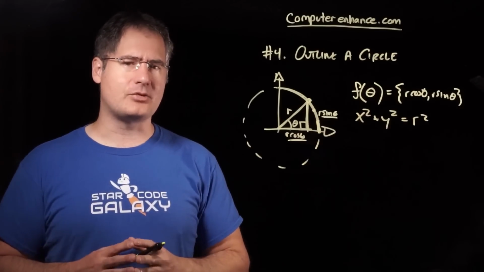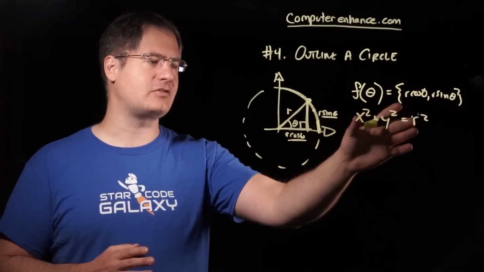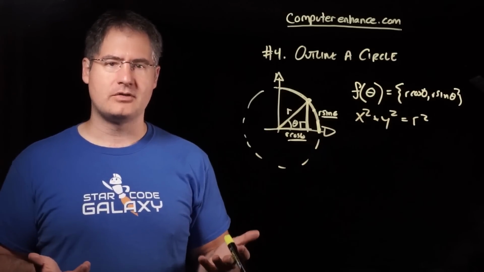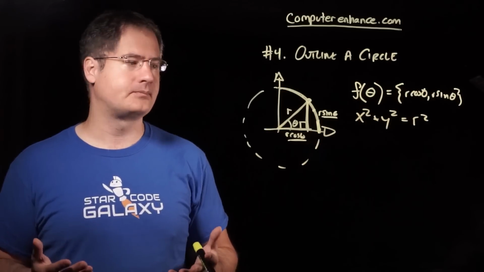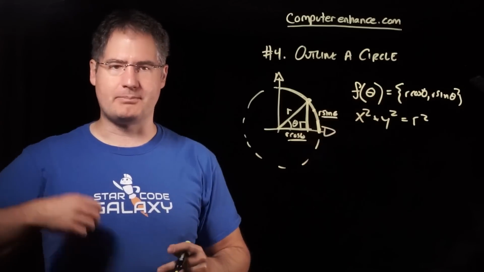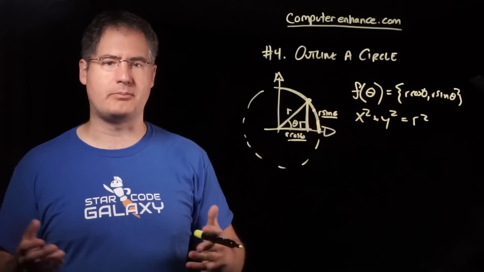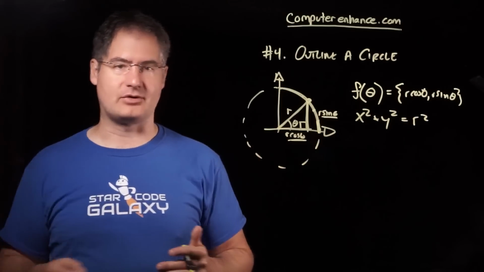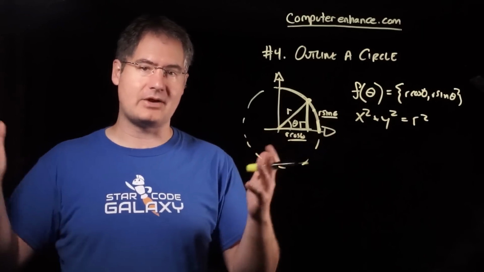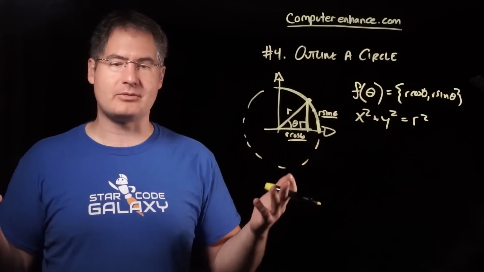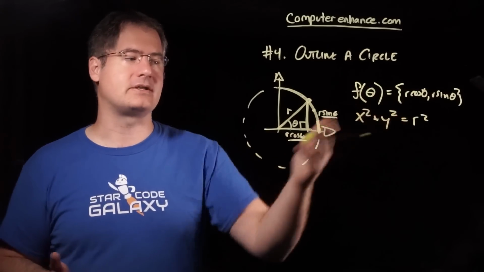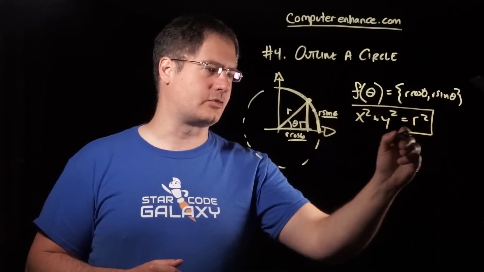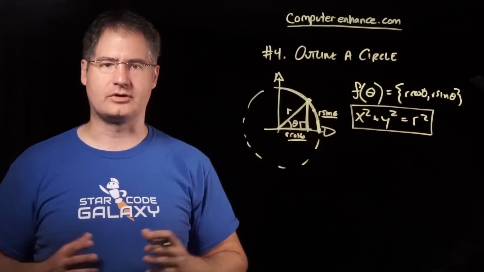But how does that equation work? Because if you think about it, this equation doesn't give us any way to directly compute the surface of the circle. There's no parameter that we plug in. We can't just say, oh, 0.7, and out comes a point on the circle that's 0.7 around it, or 0.7 times 2 pi around it, or whatever else you want to parameterize this on. That's not what's going on here. So how does this equation tell us what a circle is?